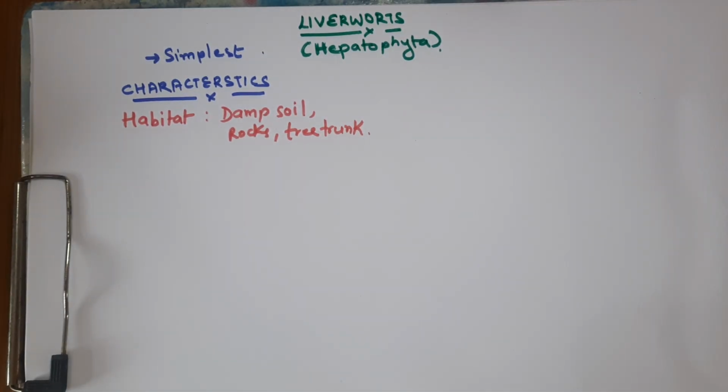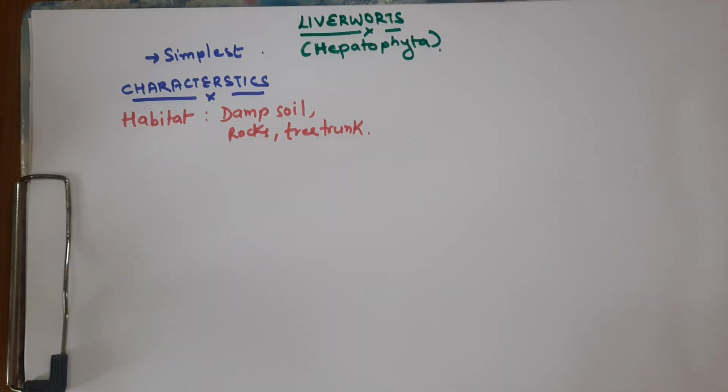I already told you that bryophytes are also known as the amphibians of the plant kingdom because they require moisture or water for their reproduction process. Likewise, liverworts are usually found in damp environments that contain moisture, and they can be found in soil, rocks, and tree trunks.